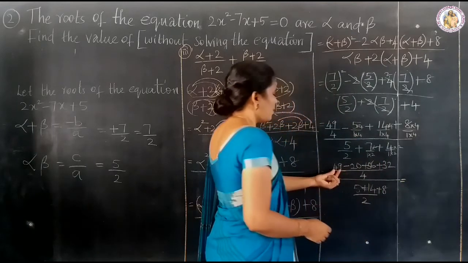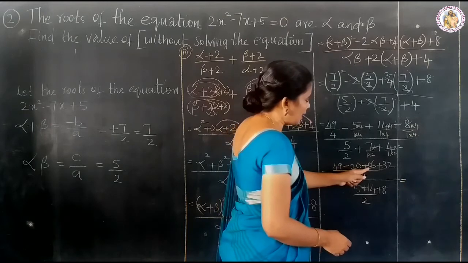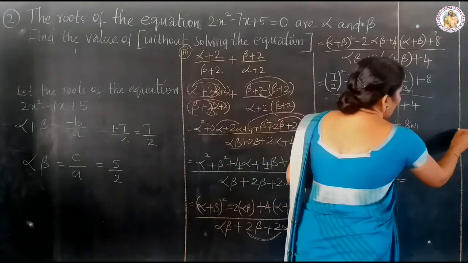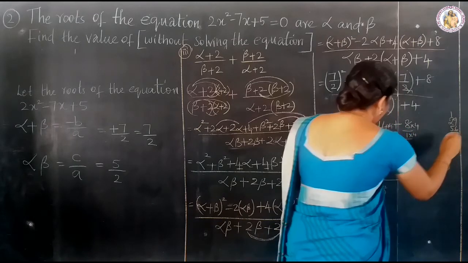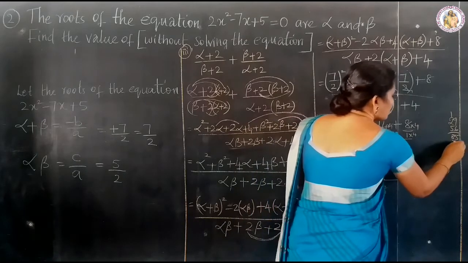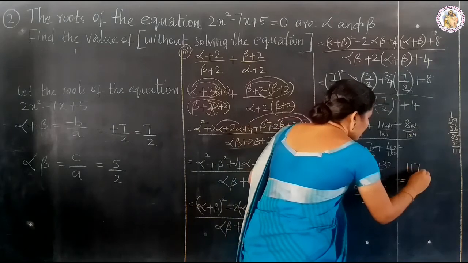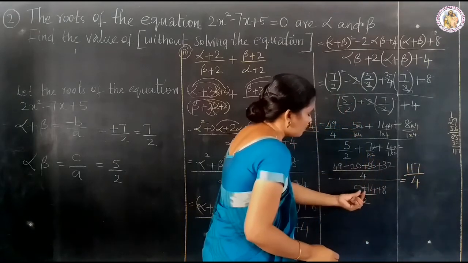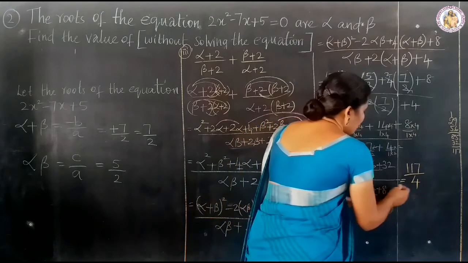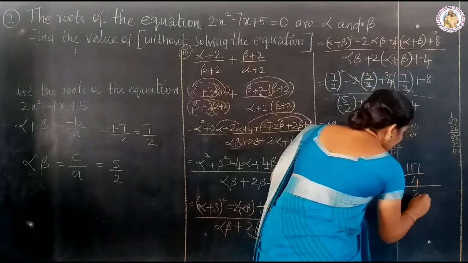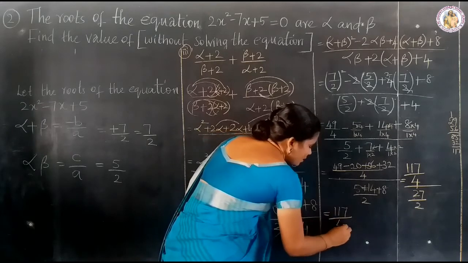In the next step, 49 minus 20, 29. 29 plus 56, 85. 85 plus 32, so 117. So 117 by 4. Here 14 plus 5, 19. 19 plus 8, 27. 27 by 2. And the next step, 117 by 4.